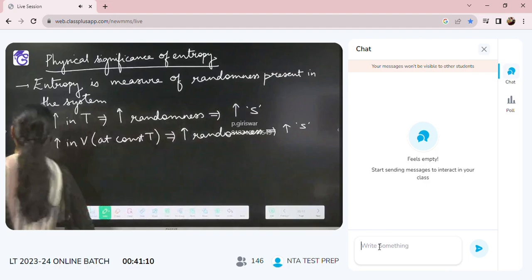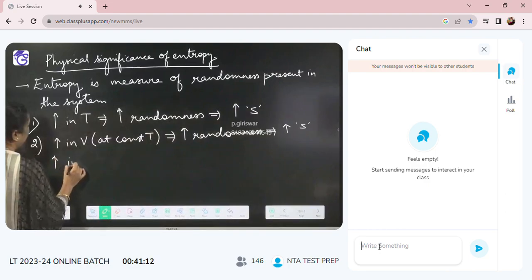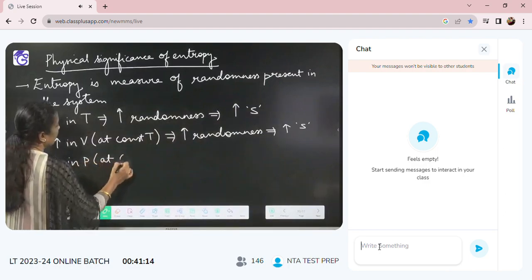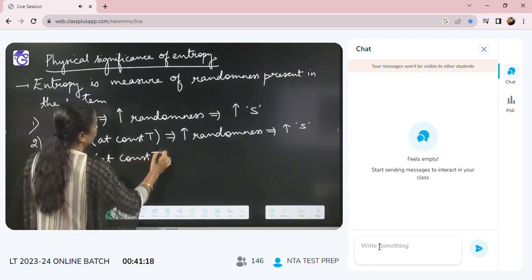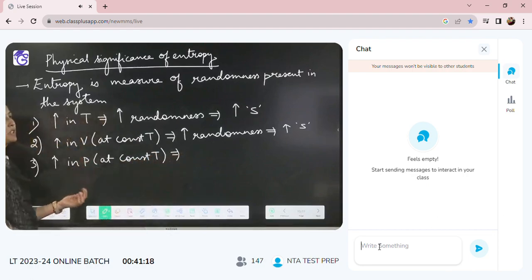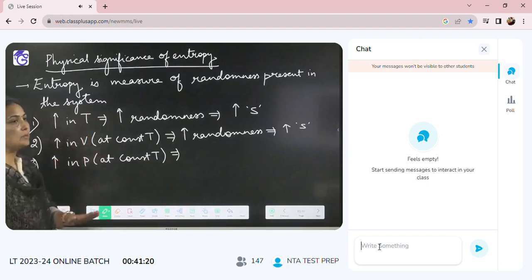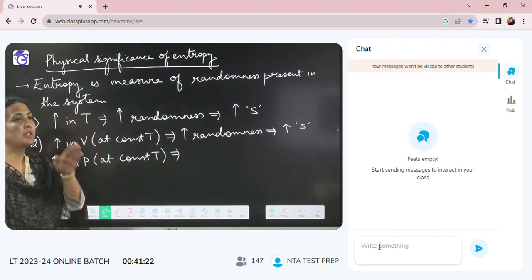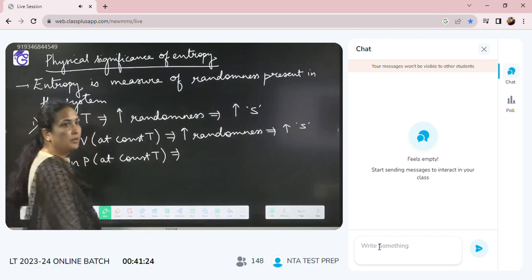So here the next one is increase in pressure at constant temperature. If I increase pressure, volume decreases. Decrease in volume is associated with decrease in entropy, right?